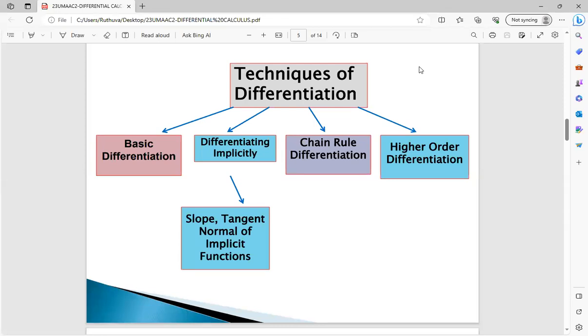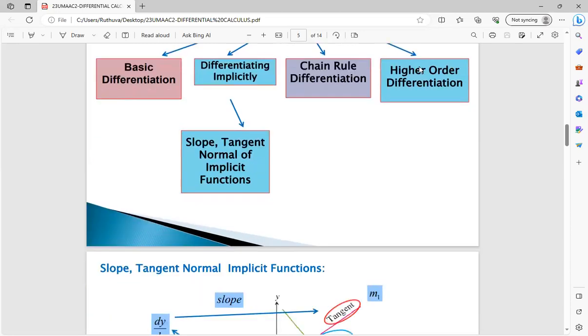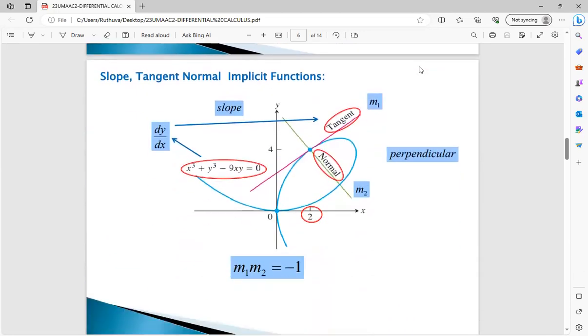Then we are seeing about differentiating implicitly. In differentiating implicitly, we are going to see the slope, tangent, normal of implicit functions. Next slide, we are going to see slope, tangent, normal, implicit functions.